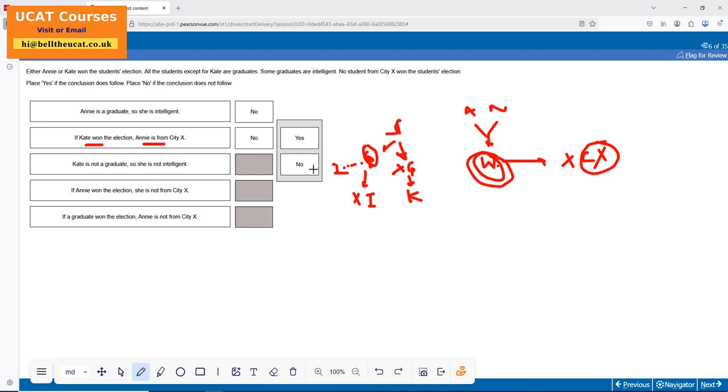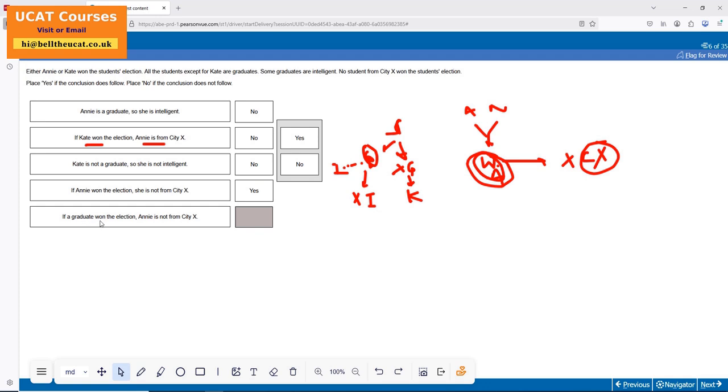Kate is not a graduate. If Kate is not a graduate, she's not intelligent. I don't know. If you're not a graduate, I don't know whether you're intelligent or not intelligent. There we go, the answer is no. If Anne won the election, she's not from City X. As we said before, yes. The condition of not being from City X is related only to winning the election. If Anne won the election, it is Anne only who is not from City X. Agreed, 100% yes. In the previous case, it was saying Kate won the election, so Anne is from City X. No. Kate won the election, so Kate could not be from City X.